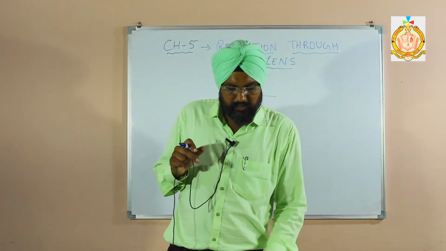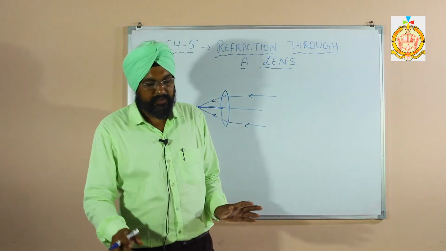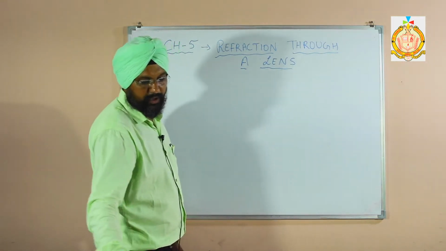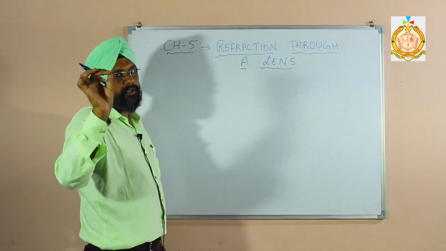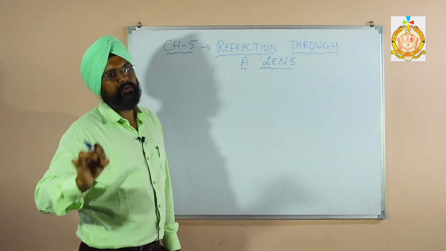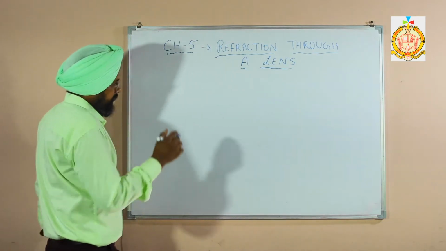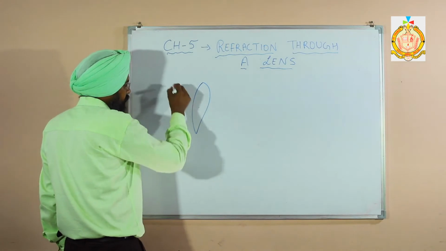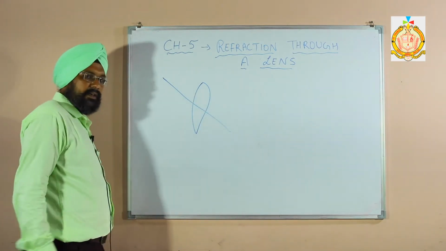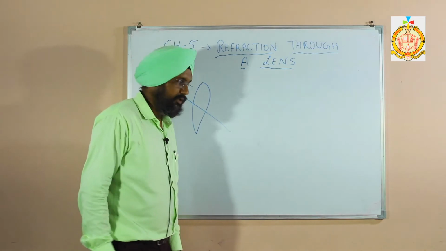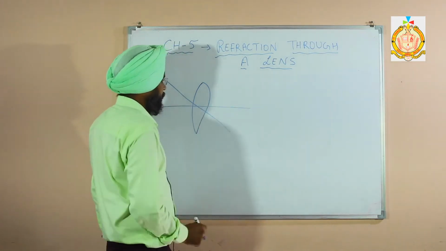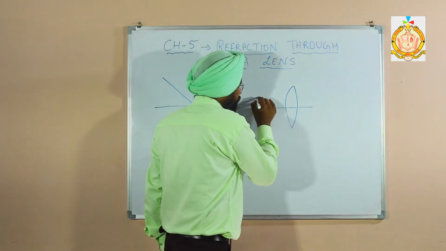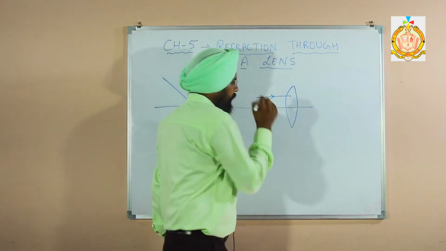So next we are going to the construction, the principle of the construction. Very important topic, students. I am going to discuss the formation of the image by a lens. If you know the principle, then only you can draw all the diagrams. The first principle is, when a ray of light passes through the optical center, it goes undeviated.